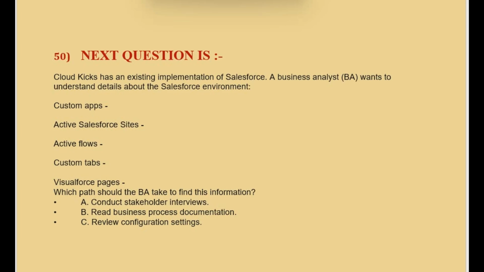Option A. Conduct stakeholder interviews. Option B. Read business process documentation. Option C. Review configuration settings. Correct answer is option C.